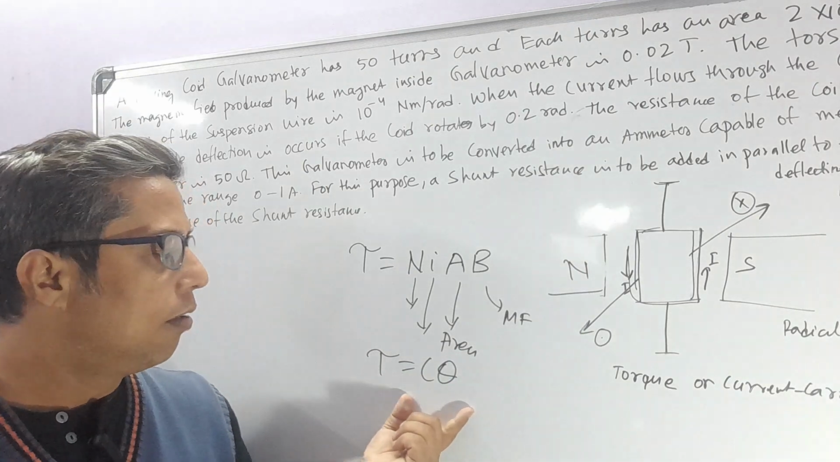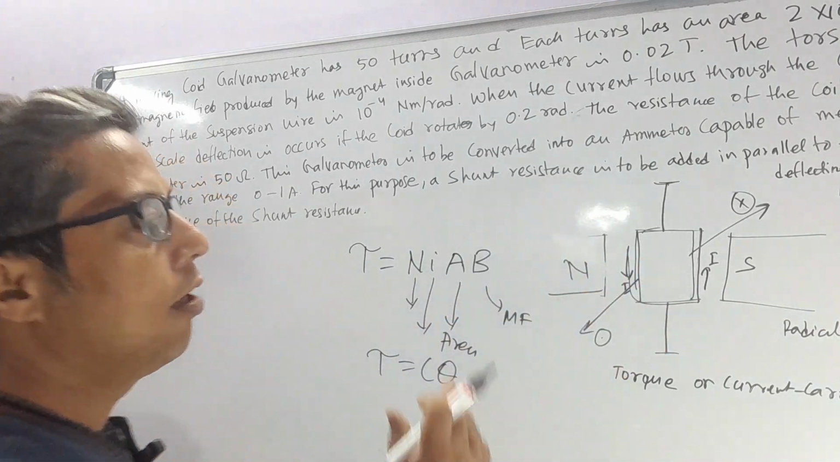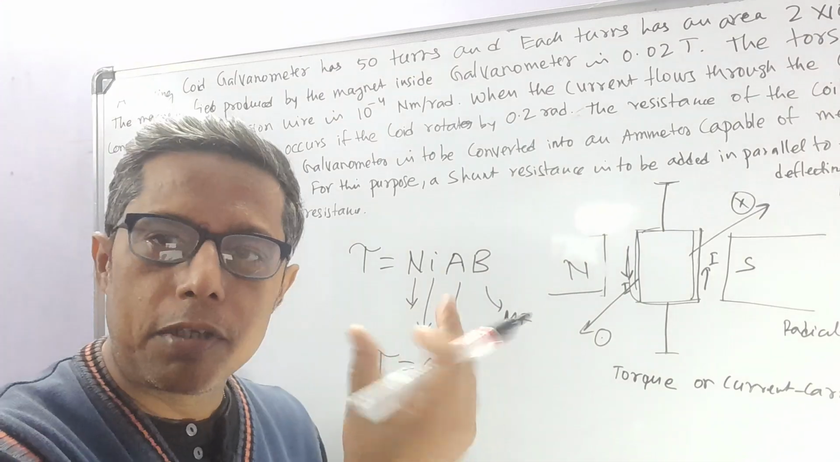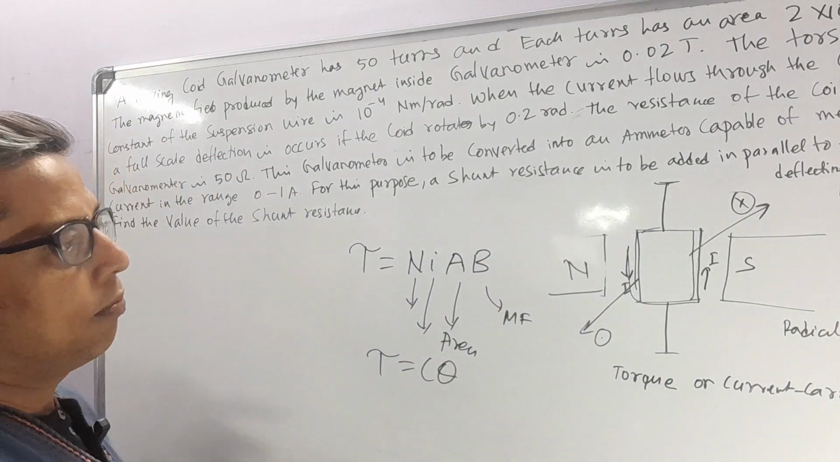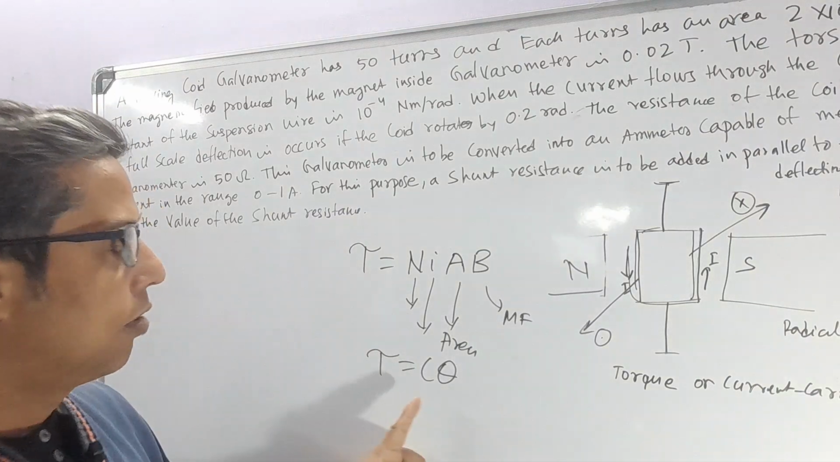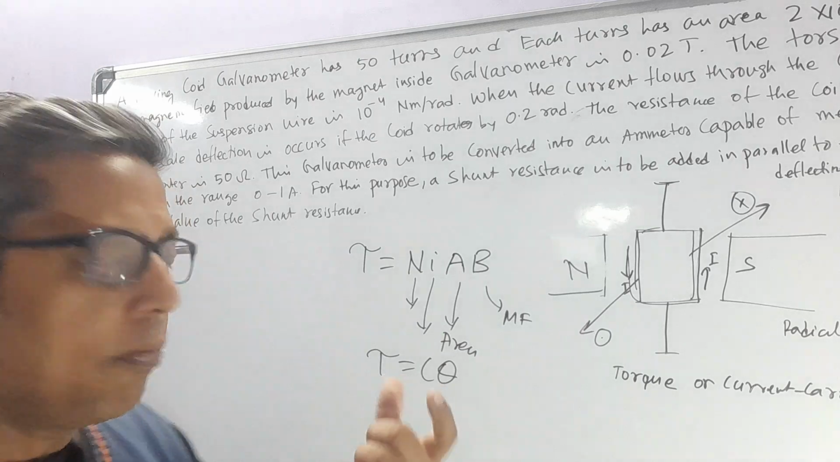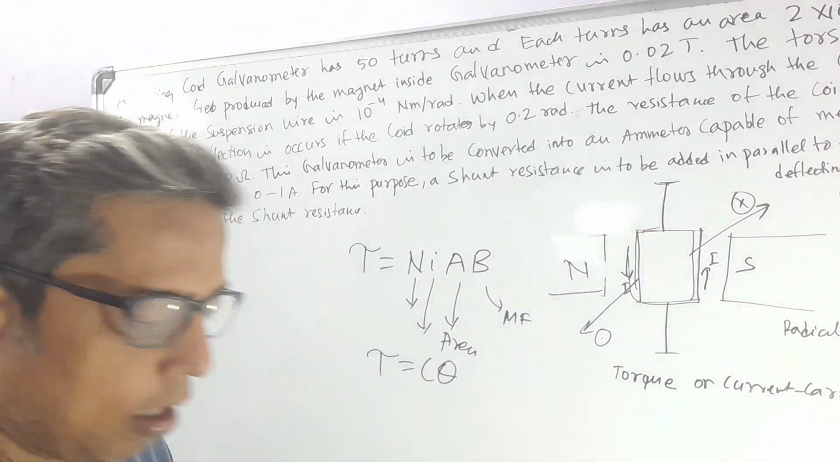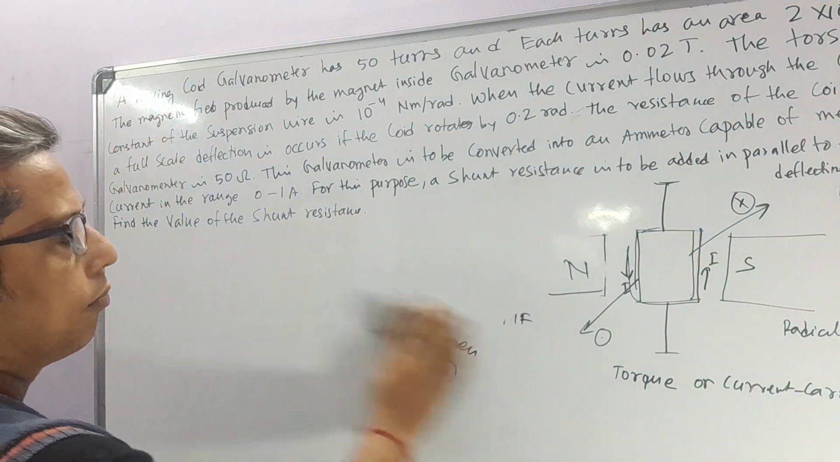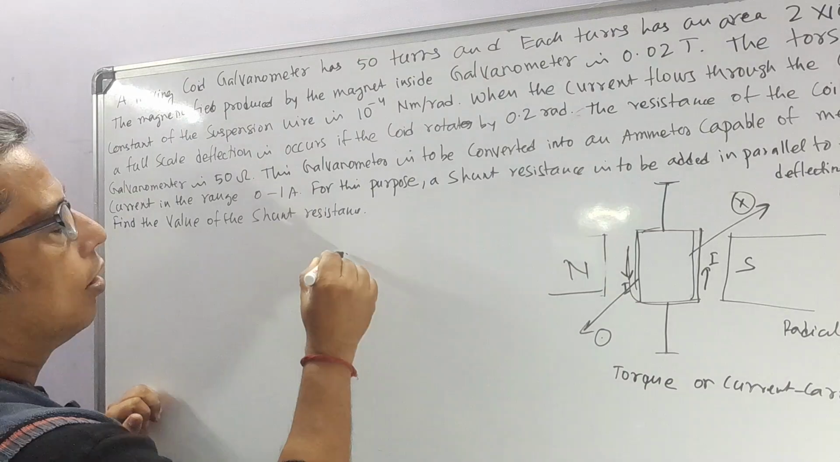So restoring couple means this particular conducting wire will try to come back to the original position after deflection. So that's the restoring couple. The restoring couple is C theta, where C is the torsional constant, which depends on the medium, the material we are using, and theta is the angular deflection.